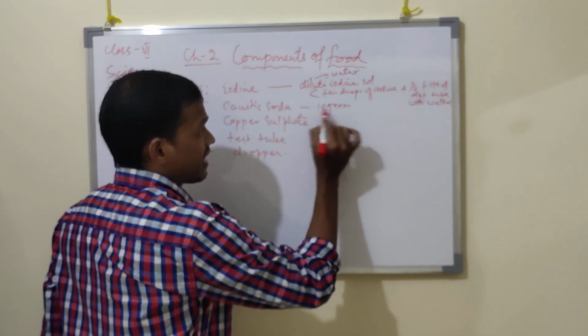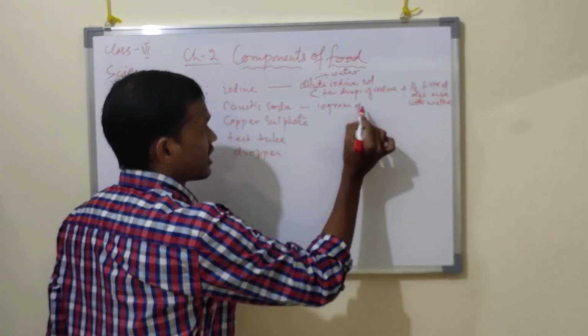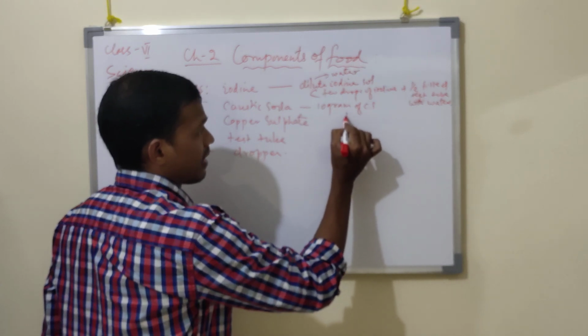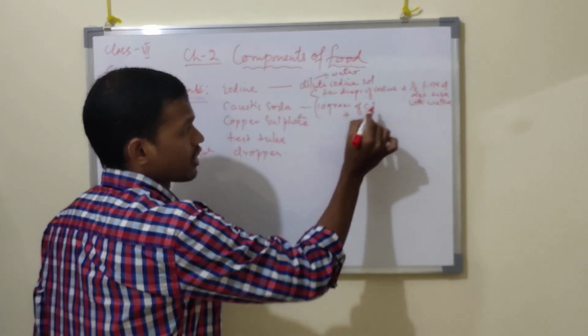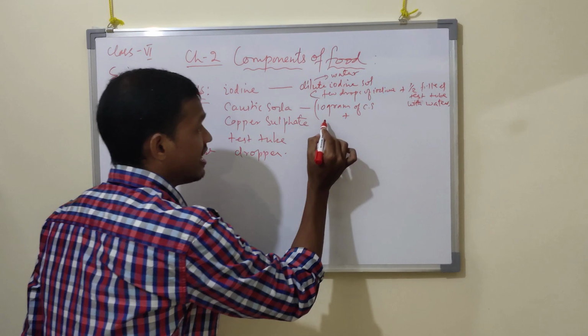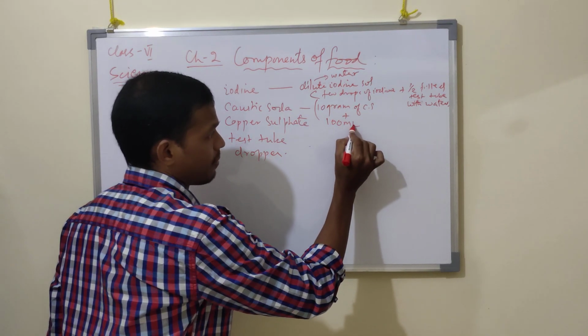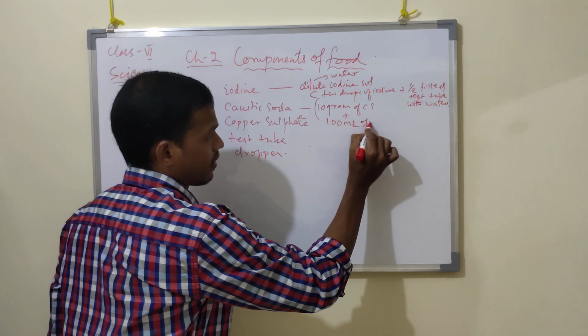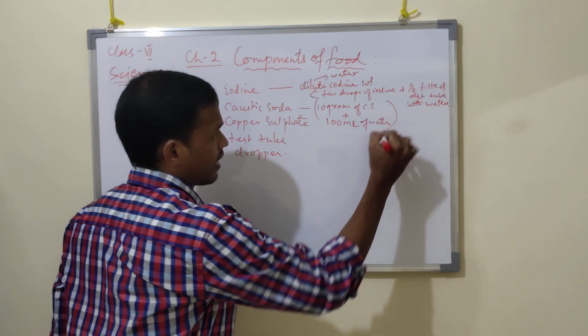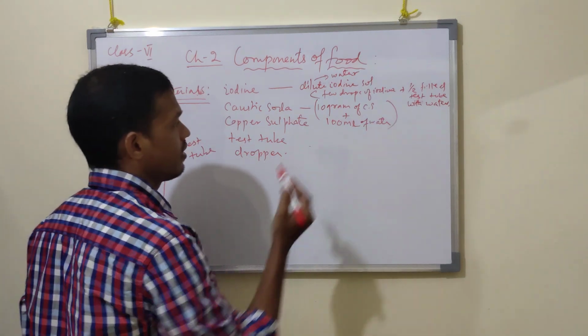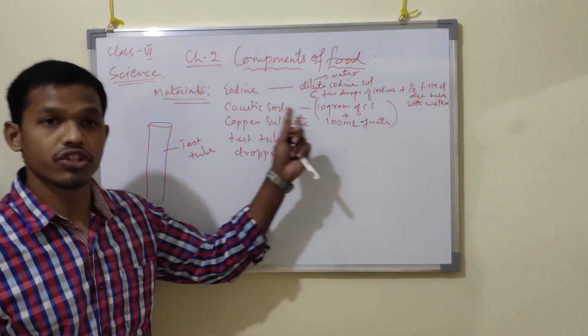Take 10 gram of caustic soda, add 100 milliliters of water. This is how the caustic soda solution is prepared.